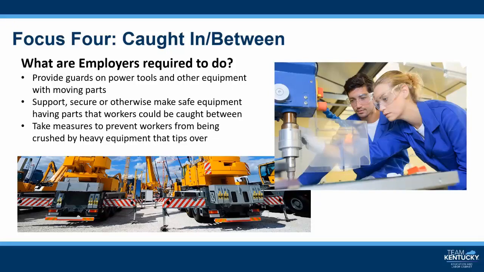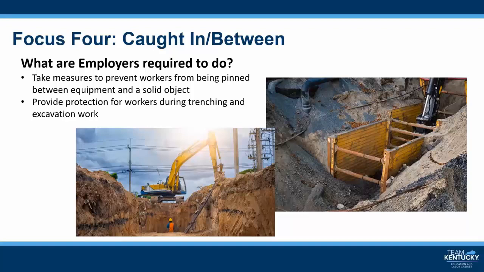The use of seat belts will prevent workers from being thrown from a vehicle or equipment and subsequently being crushed when the vehicle or equipment tips over. What else are employers required to do to protect workers from caught-in or between hazards? They're required to take measures to prevent workers from being pinned between equipment and a solid object.